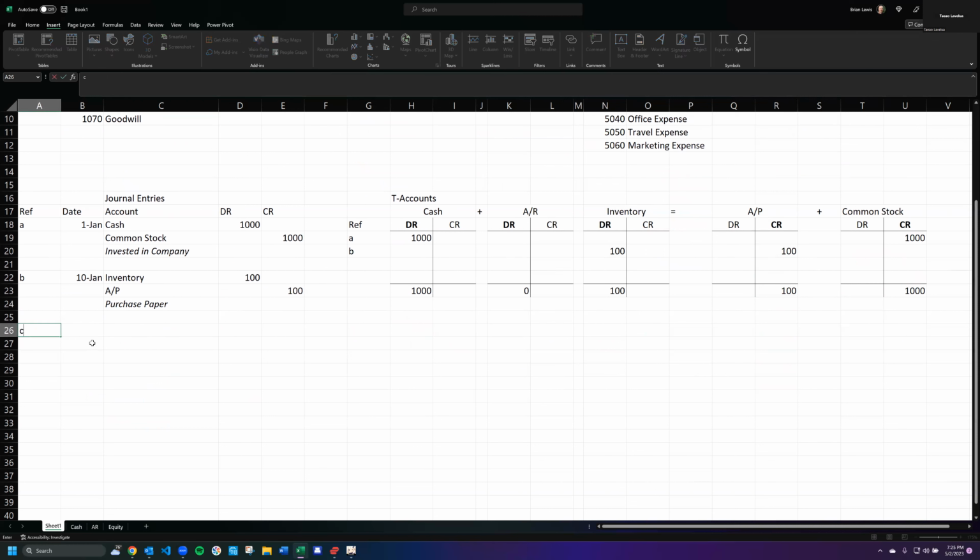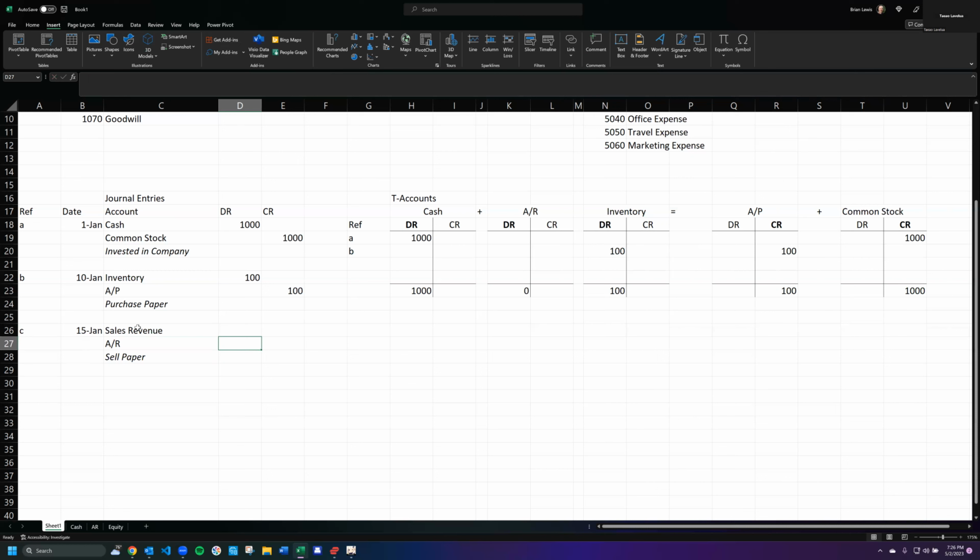Okay, and then we go to C. Let's say on 115, we sell paper. So we're going to do revenue. I'm going to have to create another account. That's okay. We're going to do sales revenue and accounts receivable. We're going to do it on credit. We're going to sell it for 2 times what we bought it for.